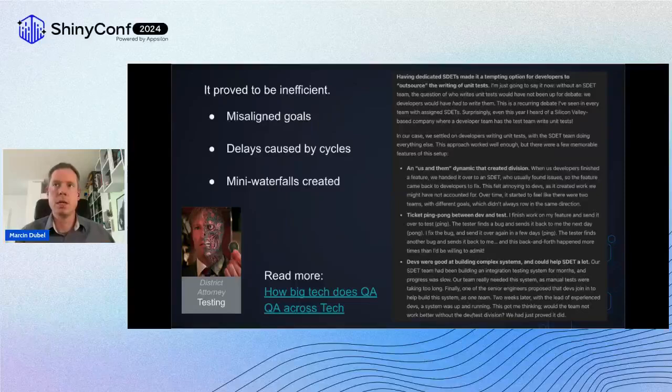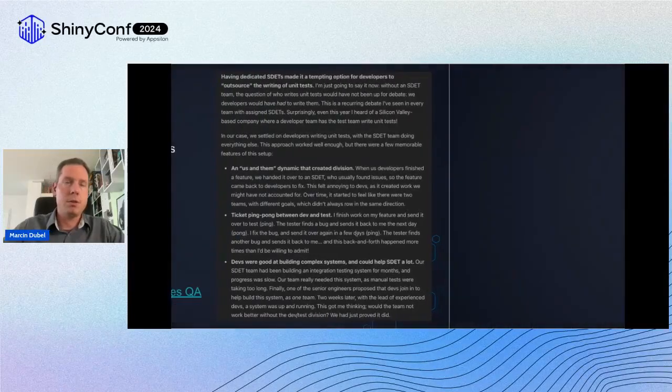You can read more test cases on different blogs. Here are two examples, and a nice story of how Microsoft used to have a role of software development engineer in test, SDET, which sounds really great when you think that there are people focused on testing, and it was not working. And there are multiple reasons why. Again, it was separating the two. Okay, let's move on.